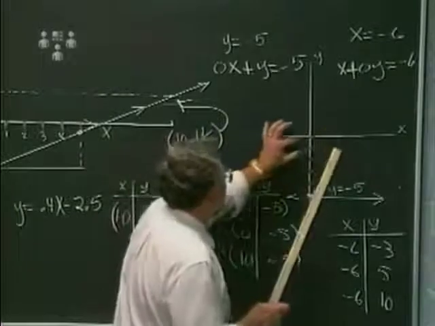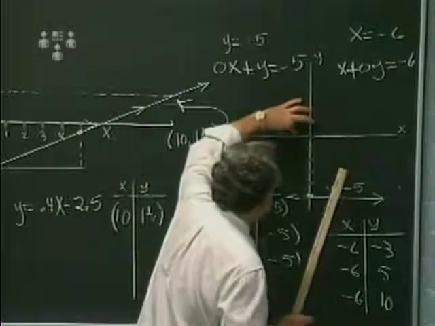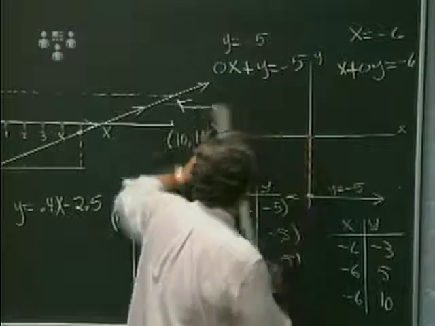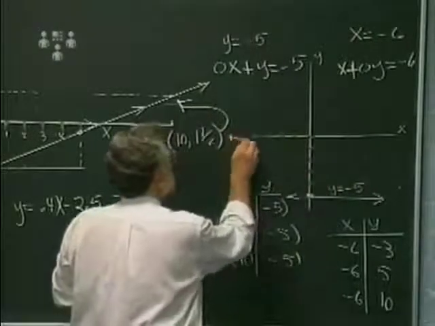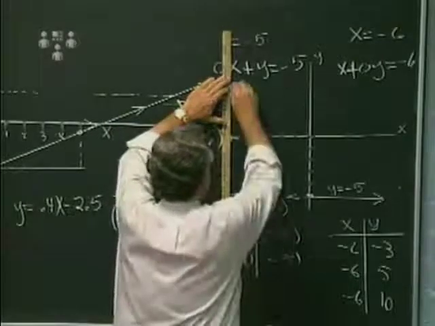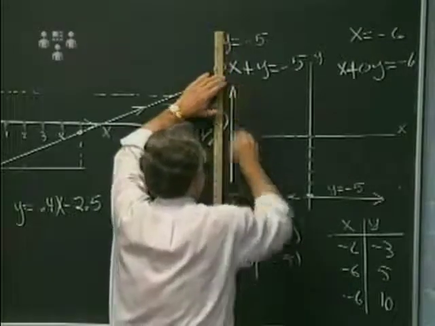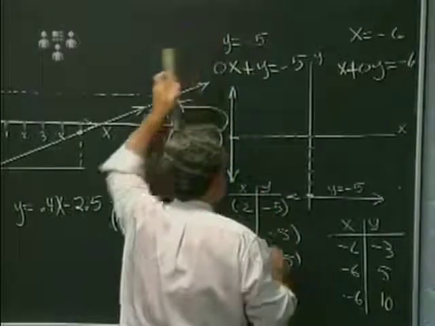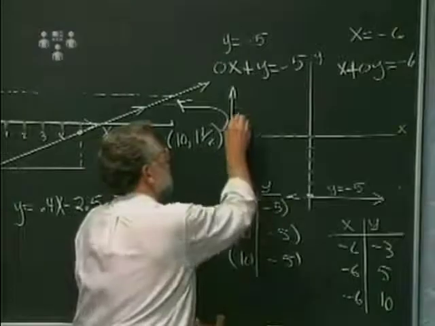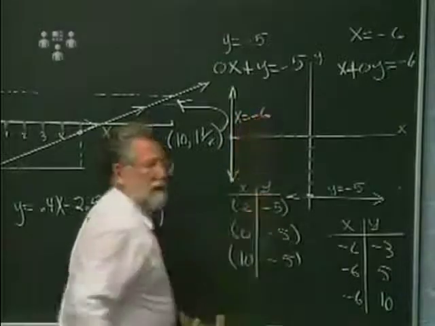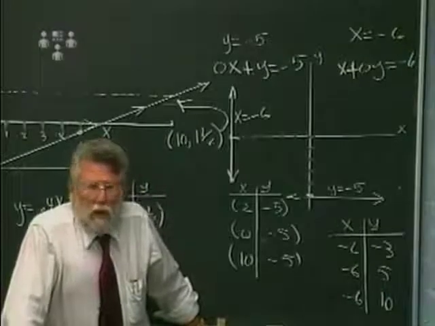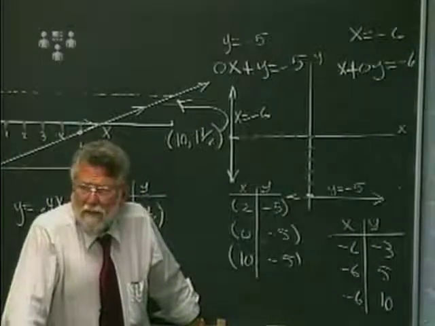So that says come over now to what? 1, 2, 3, 4, 5, 6. So here's negative 6 right over here. And I'm going to have what? A vertical line. Done. And this is the line x equals negative 6. So if you have x equals something, it's a vertical line. If you have y equals something, it's a horizontal line. End of story.